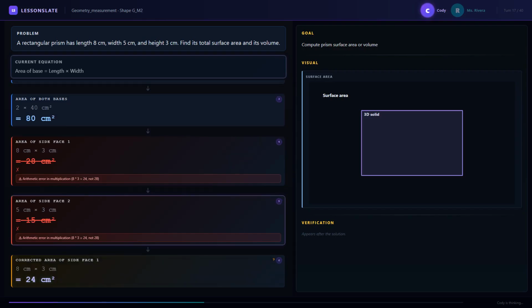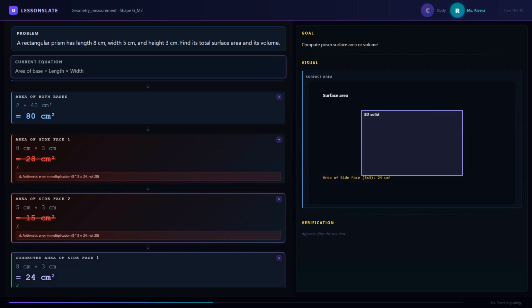8 times 3 is 24, not 28. So the 2 larger side faces are each 24 square centimeters, and the 2 smaller side faces are still 15 square centimeters each. Thanks for catching that. You've got it now, Cody.